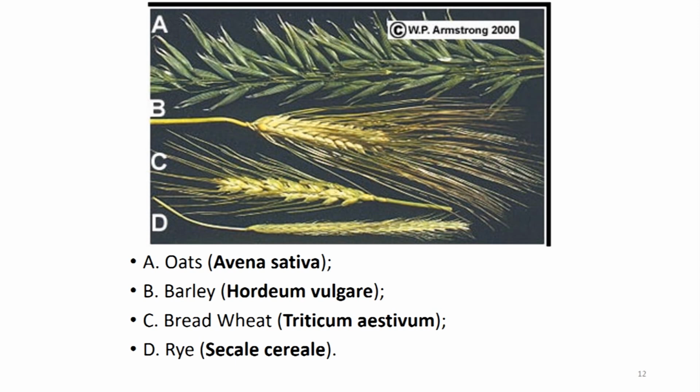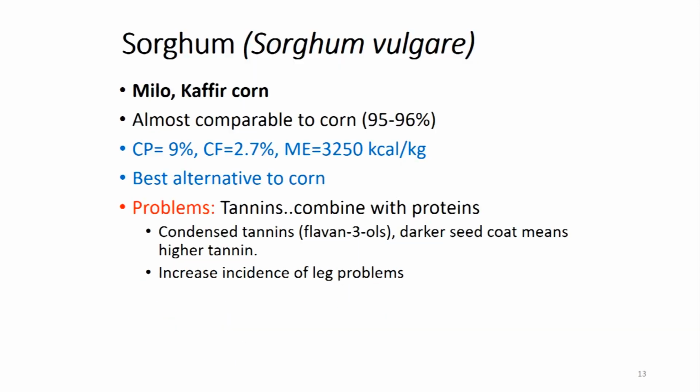Next is sorghum, Sorghum vulgare. Locally it is known as cherry. It is also known as milo or kaffir corn. Its nutritional value is similar to that of corn. About 95% is similar in nutritive value when we compare it with maize or corn. Protein content is 9% and metabolizable energy is 3200 plus kilocalories. So this is a very good alternative feedstuff to corn.